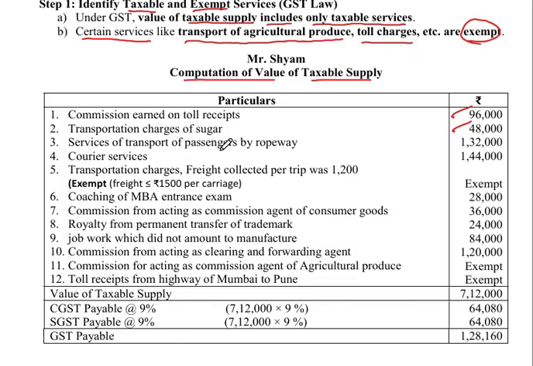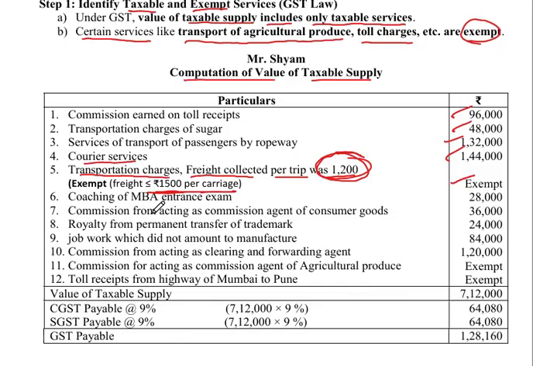Next one, services of transport of passenger by ropeways, it is taxable, right? Next, courier charges is also taxable. Next one, transportation charges freight collected per trip 1,200, it is exempt. Since the amount given per trip is 1,200, up to 1,500 per carriage is exempt. Over and above the 1,500 will be taxable. So in this question, the amount is important here. The amount is only 1,200, which is less than 1,500. Therefore, it is exempt. Right.